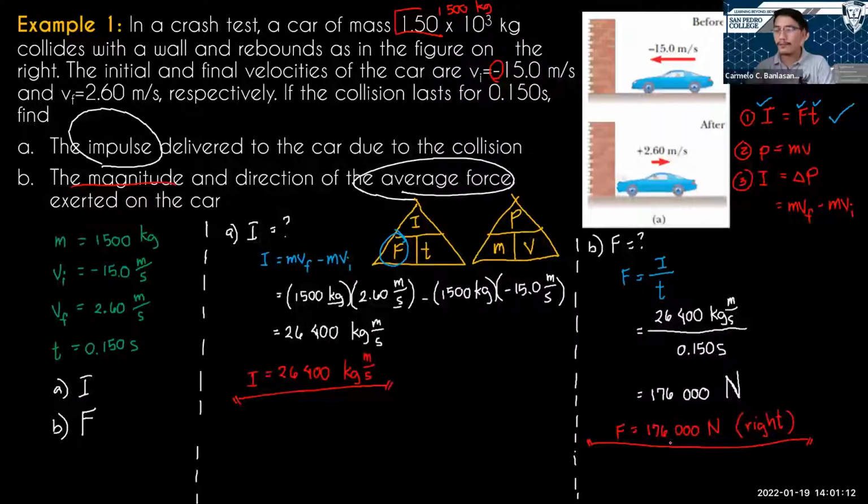You already know how to convert force to mass, di ba? So i-convert lang natin sa mass para mas madali natin siya ma-visualize. So just divide by 9.81. And that gives us approximately 18,000 kilograms. So 176,000 newtons is just the same as 18,000 kilograms. So ibig sabihin, during the collision, it is as if an object with a mass of 18,000 kilograms is being dropped on the car. Do you follow? Imagine you're inside that car, and an object weighing 18,000 kilograms is dropped on the car.